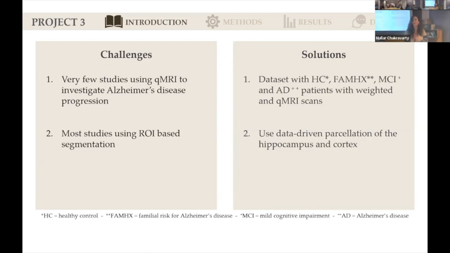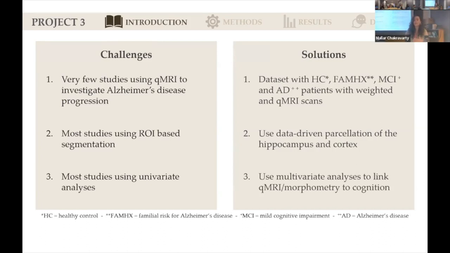And also we wanted to see if the hippocampus will add more information compared to the cortex or vice versa. And finally, most studies which have used quantitative MRI have used univariate analysis to relate, for example, T1 to cognitive scores or T1 to aging. But here we wanted to try to use a multivariate analysis to link a lot of different things together.